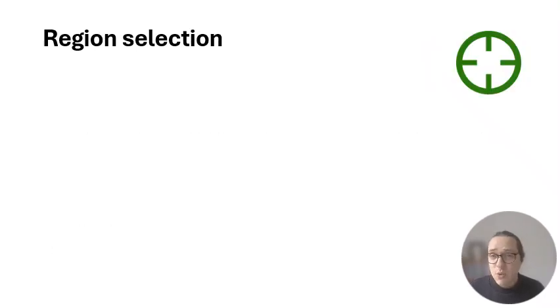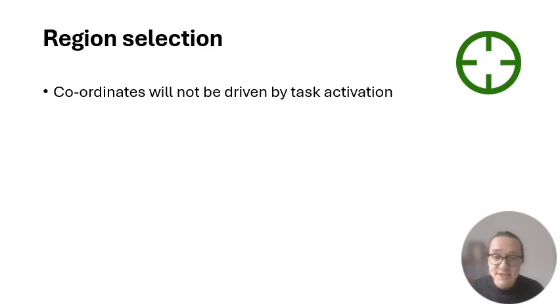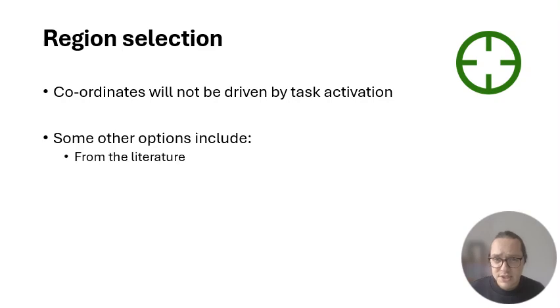This region selection is obviously quite important, but how do you choose your regions? Like I said, this is not going to be driven by task activation, so you need to be a bit more a priori about what kind of regions you're going to be choosing. Some other options for how you could choose your regions include from the literature. If there are some reviews which give you MNI space coordinates, for example, you could use them to define your regions. You could base this off a structural segmentation of your anatomical data.